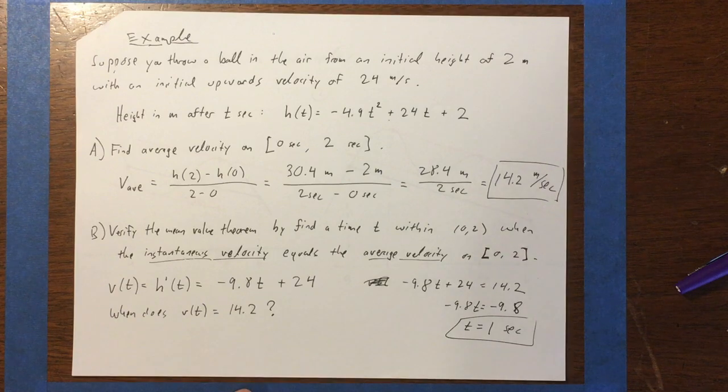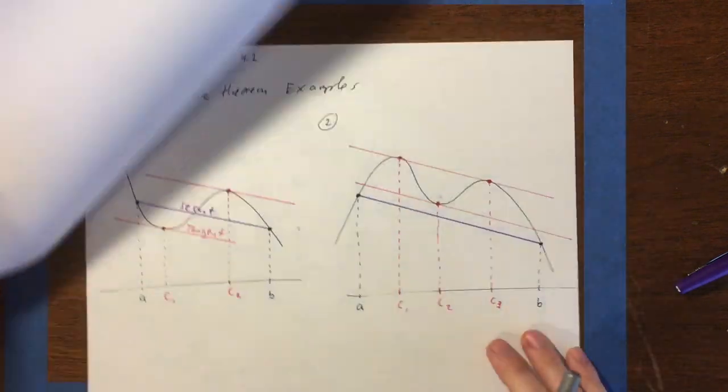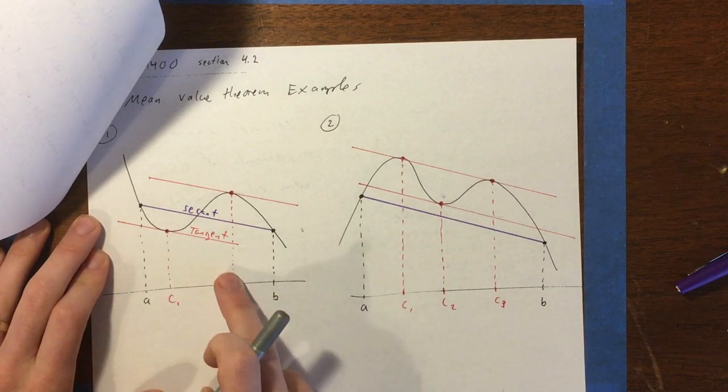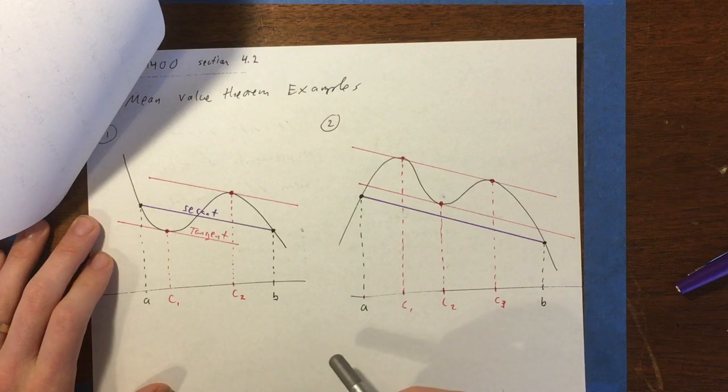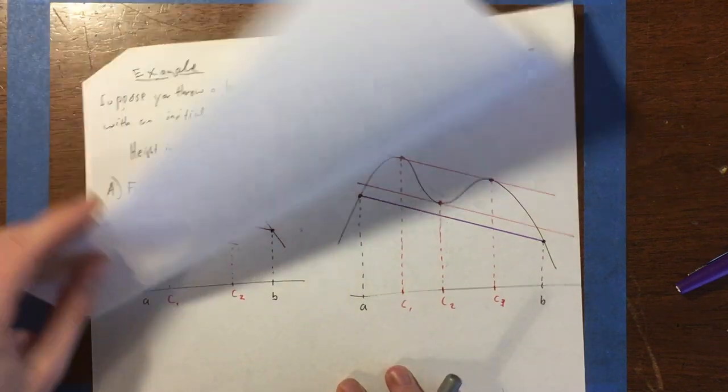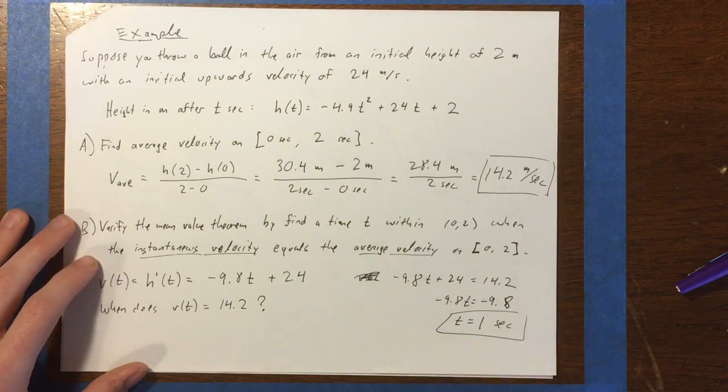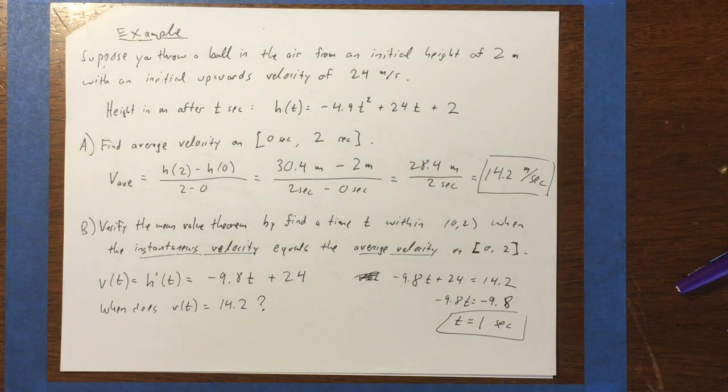But in general, where on the interval the instantaneous rate equals the average rate depends entirely on the shape of the function, and it's certainly not always going to be halfway between the two. So just wanted to warn you about that. Please don't make that conclusion.